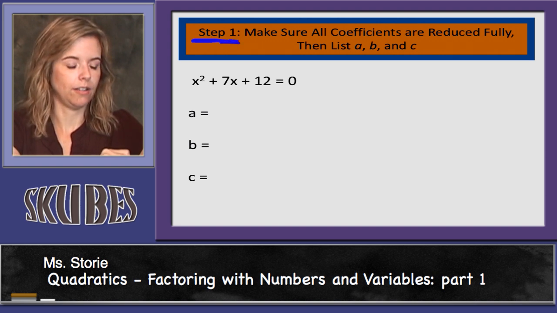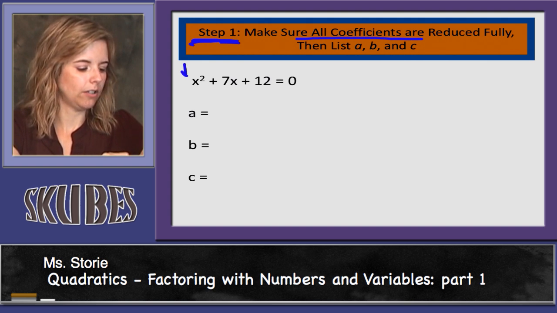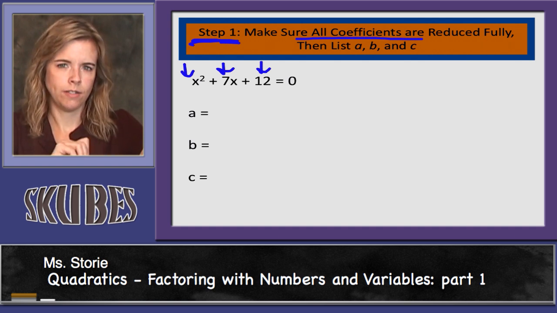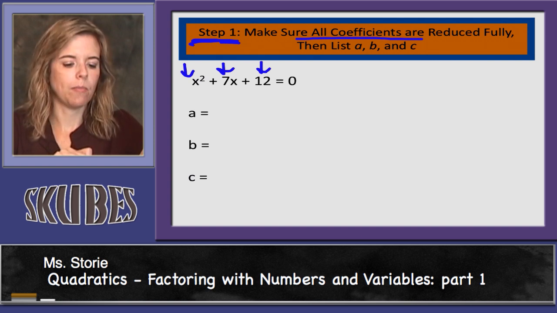Make sure, and here's step 1, make sure that all coefficients are reduced fully. So let's take a look. We have a 1, a 7, and then also the c, which is 12. Is there any number that goes into 1, 7, and 12 evenly? Nope, that's as far as it can be reduced, so we're good with that part.